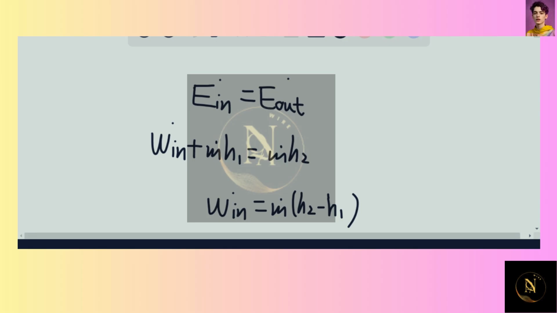For this question, we can use the energy balance equation, which is E dot in equal to E dot out. If we expand it, we have W dot in plus m dot h1 is equal to m dot h2. W dot in is the power input. m dot here is the mass flow rate for the helium. h1 is the initial enthalpy for the helium, and h2 is the final enthalpy for the helium.